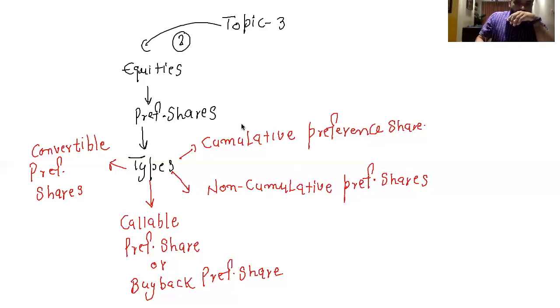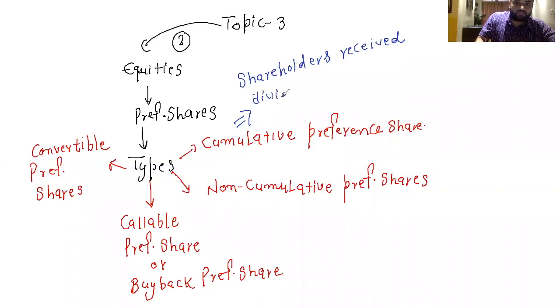Cumulative preference shares are those shares in which preference shareholders receive dividends together instead of time to time, right? So in cumulative preference shares, preference shareholders receive dividends together, then periodically. What does it mean?